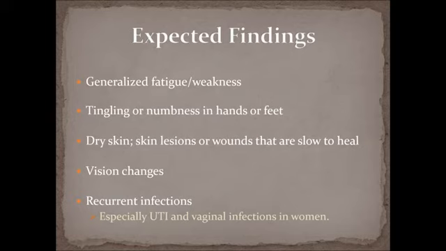Other expected findings include generalized fatigue and weakness, tingling or numbness in the hands or feet, dry skin. Diabetic skin is just so dry, particularly in the wintertime. You might notice skin lesions or wounds that are very slow to heal, maybe some vision changes. And the other thing we see a lot is recurrent infections, particularly in women, as UTIs and vaginal infections. And it's just simply because there's more glucose in the body. Glucose is a perfect breeding ground for bacteria and other pathogens. It's a perfect food.